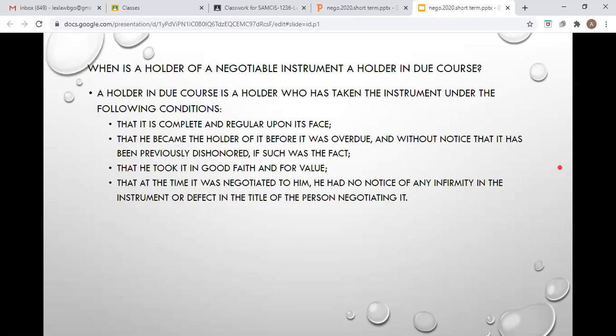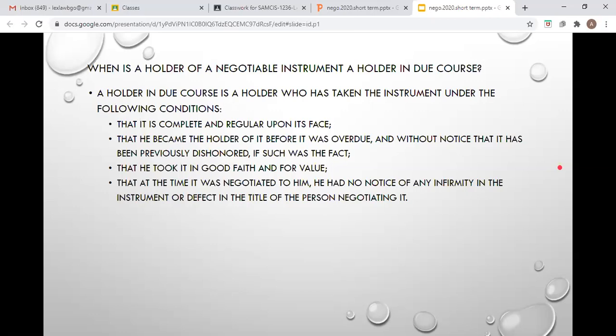How about the third one? That he took it in good faith and for value. Remember, is it necessary to prove that you were in good faith? Good faith is a state of mind. Good faith is presumed. In other words, he who alleges bad faith on your part has the burden of proving that indeed you were in bad faith. Okay? Because good faith is always presumed.